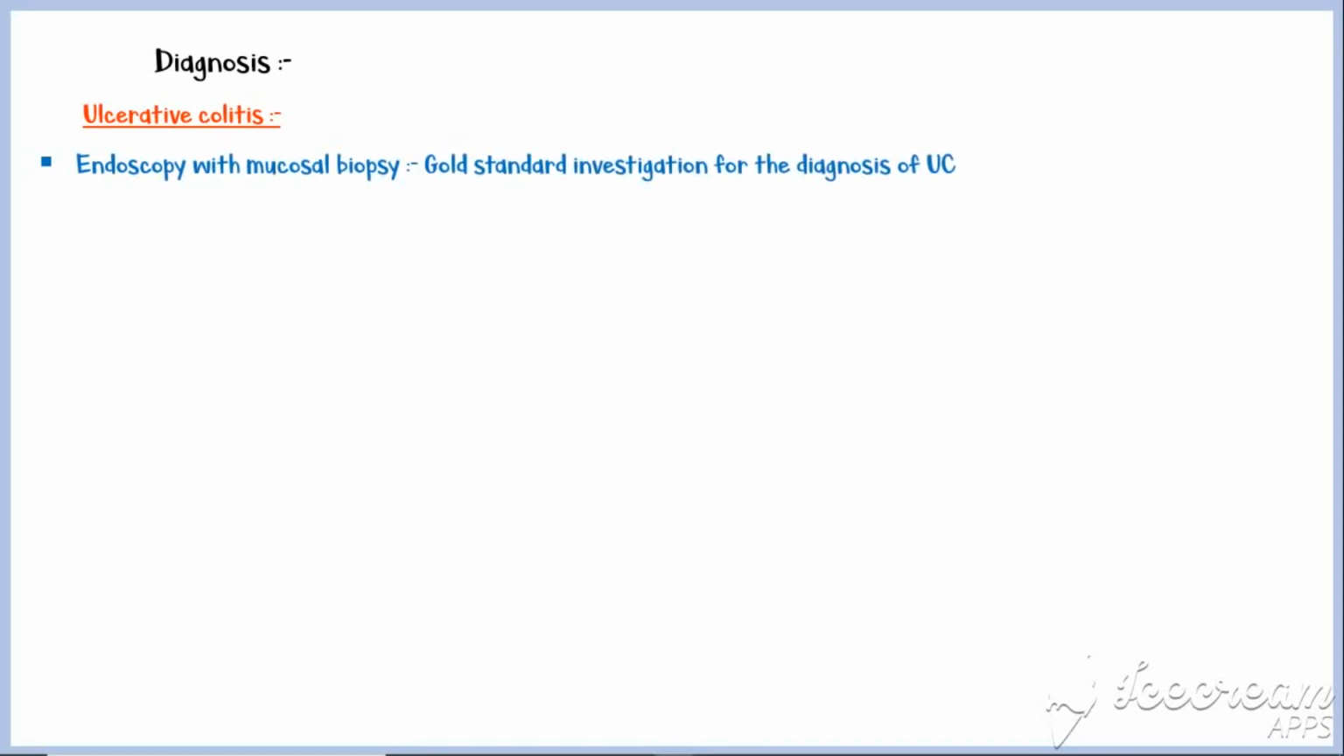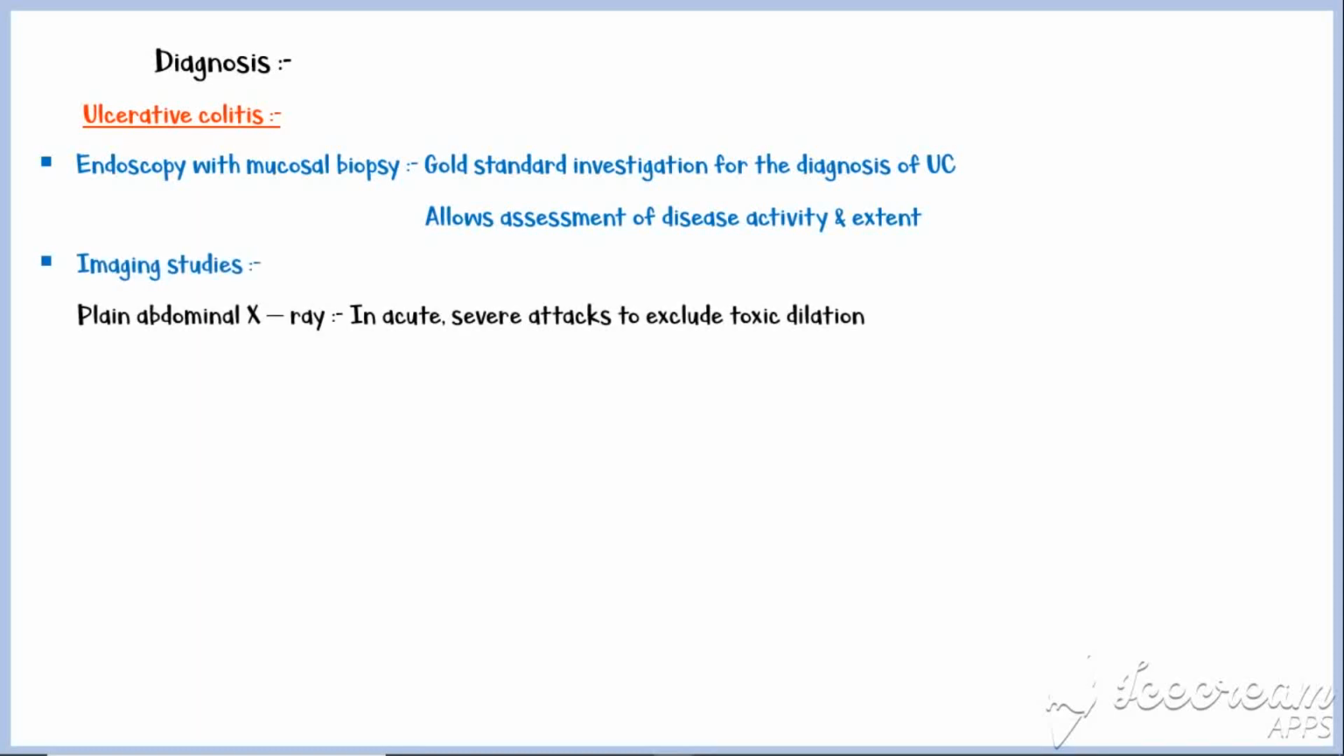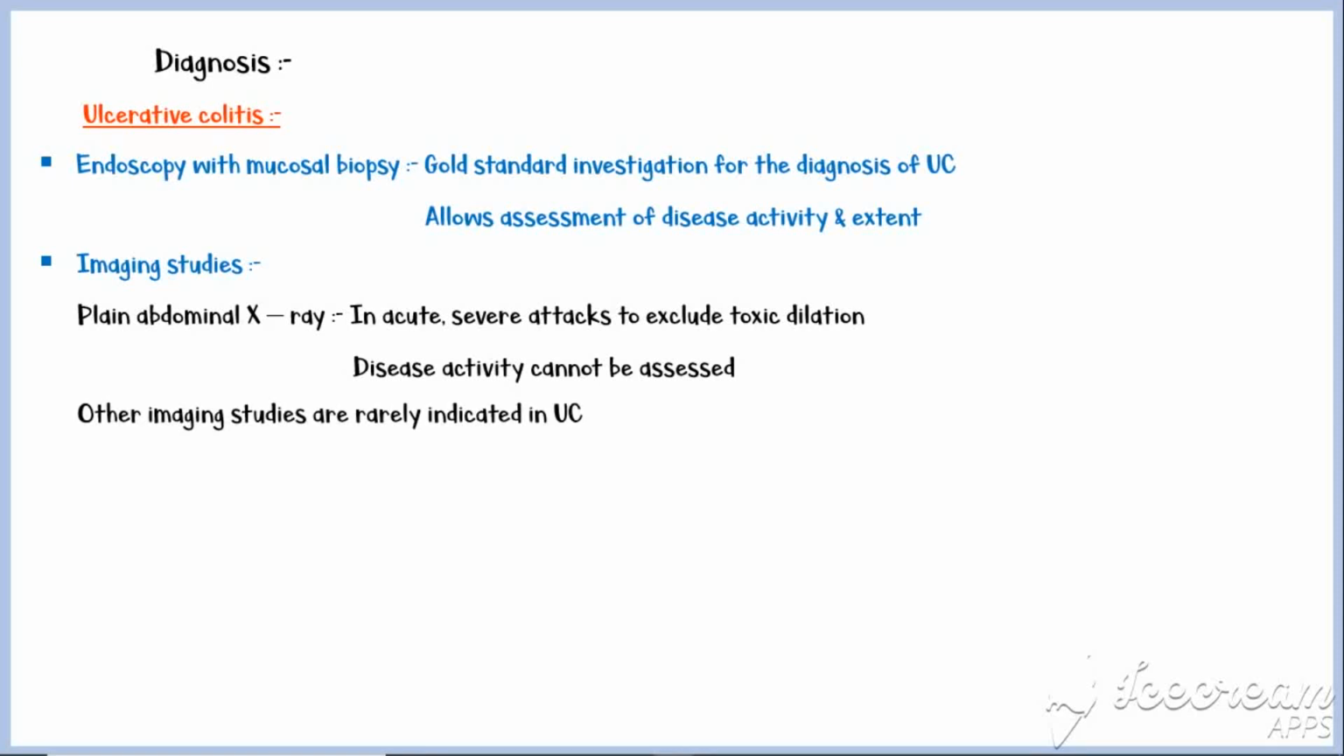Now let's discuss the diagnosis of ulcerative colitis. Endoscopy with mucosal biopsy is the gold standard investigation for the diagnosis of ulcerative colitis. It also allows assessment of the disease activity and extent. Imaging studies include plain abdominal X-ray in acute severe attacks to exclude toxic dilation. However, disease activity cannot be assessed by an X-ray. Other imaging studies are rarely indicated in ulcerative colitis.